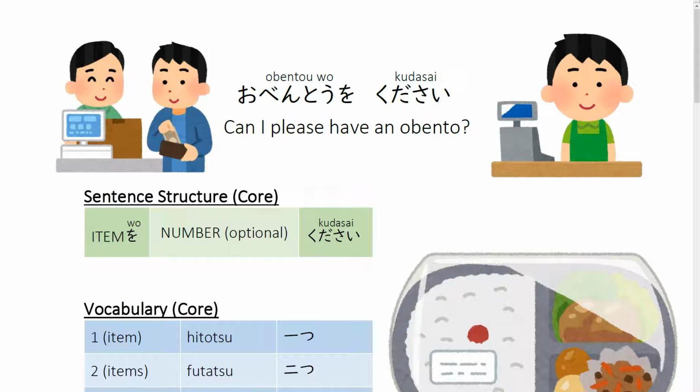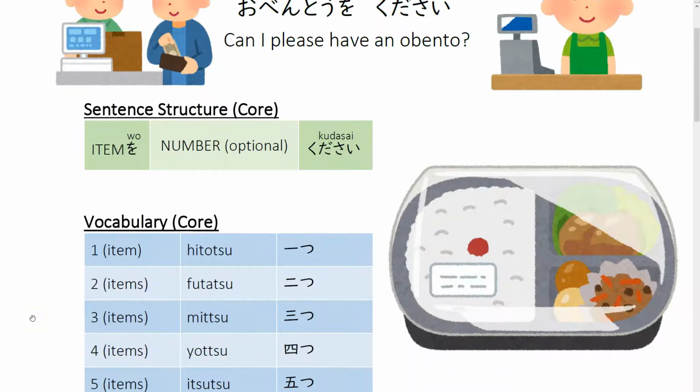To politely order in Japanese, it's no more difficult than the item you want to purchase followed by o kudasai. If you'd like to include how many of these things you want to buy, the number just simply goes before kudasai. Now, if you were to say, for example, o bento o ichi kudasai, o bento o ni kudasai, and so on and so forth, a Japanese speaker would understand you, but it would sound clunky.